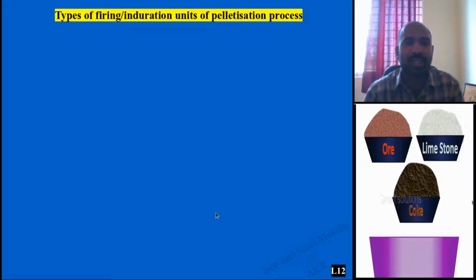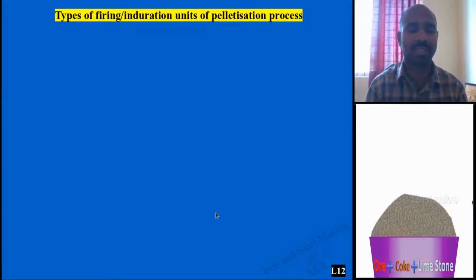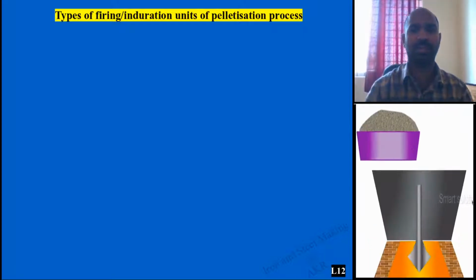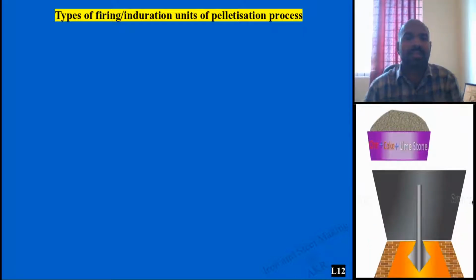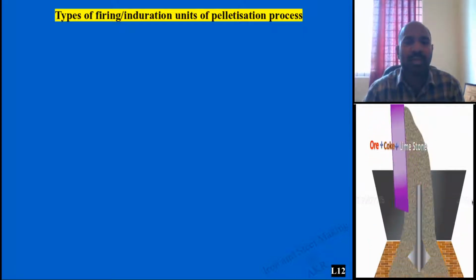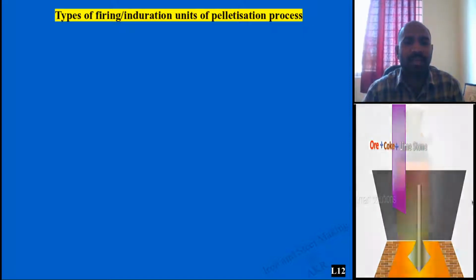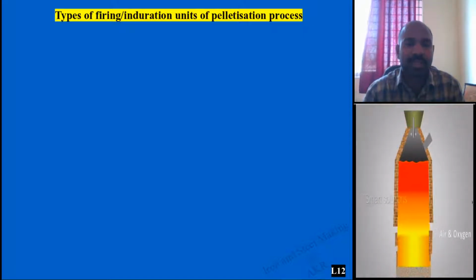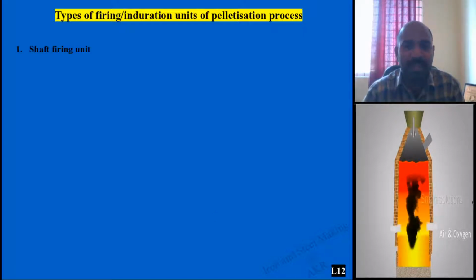Welcome to lecture 12. In this lecture I am going to explain about types of firing or induration units which are used for hardening the green pellets. About the green pellets production process I discussed in the last lecture. In this lecture I am going to explain about the induration process of green pellets. How does this occur? What are the instruments we use?